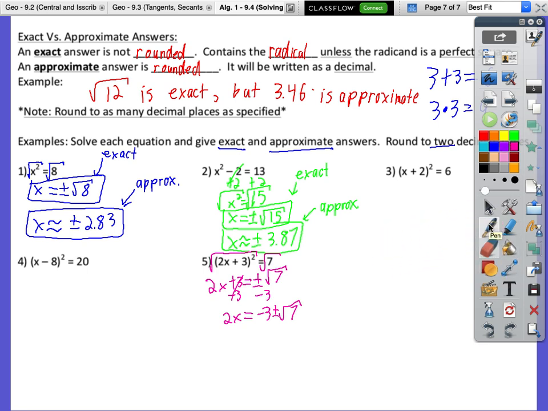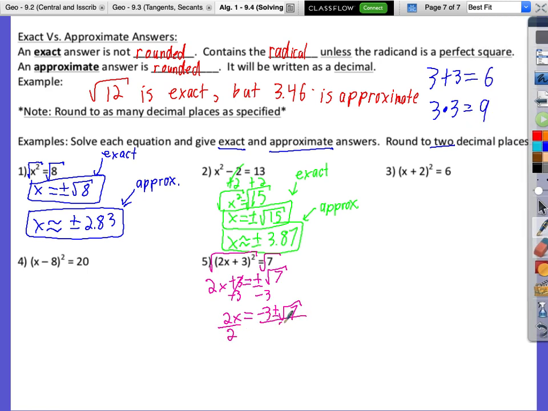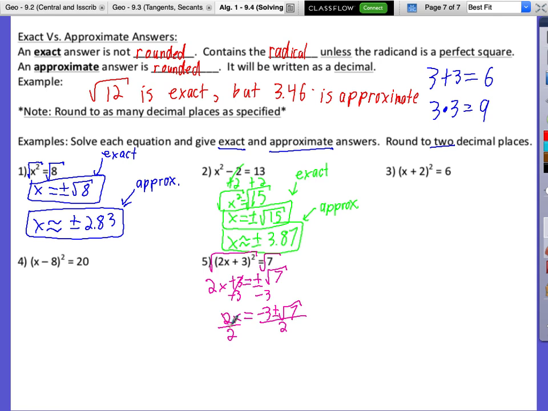How else would we get x by itself? The whole side, correct? Okay. So x is exactly negative 3 plus or minus square root of 7 over 2.